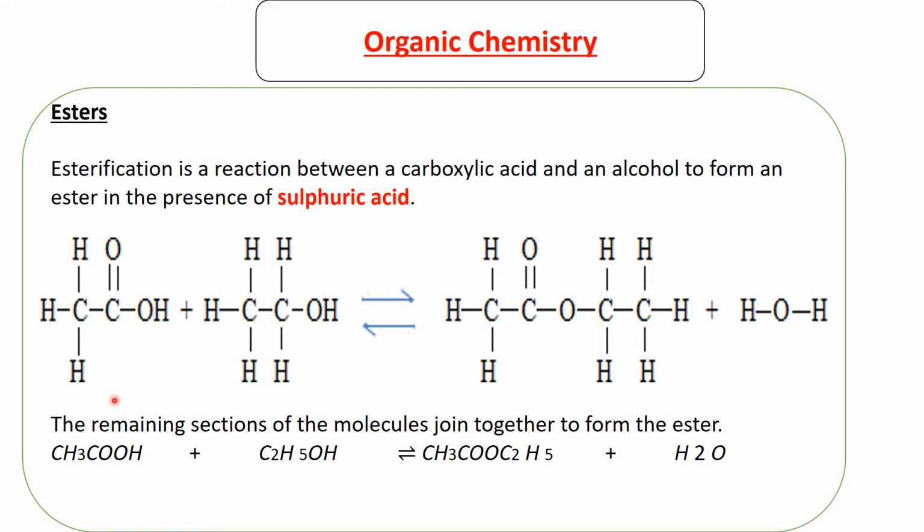So the equation is simple. We have the acid reacting with the alcohol to form the ester and water. Now note these symbols here. It shows that this reaction is reversible, which brings a bit of complications, as you are going to see.